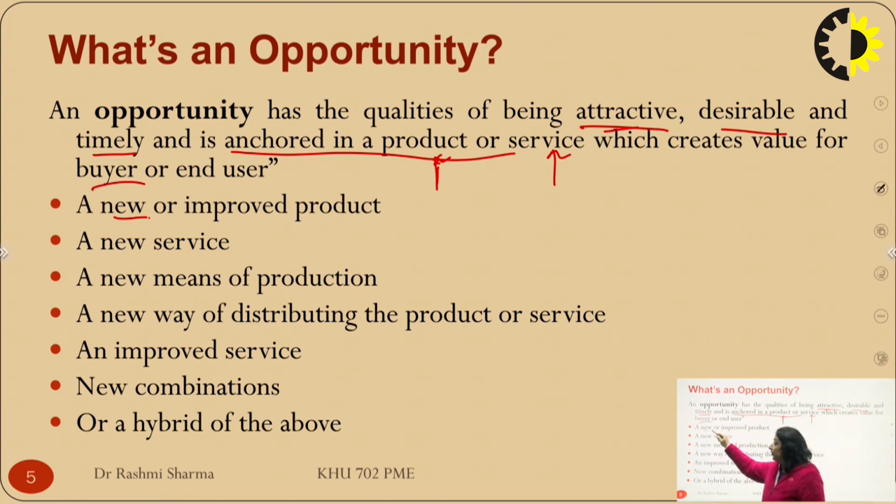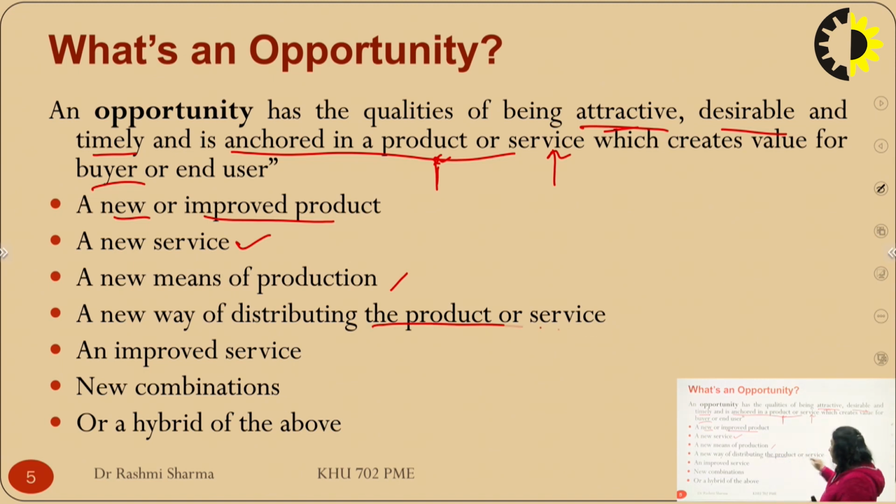So it can be a new or an improved product. It can be a new service, like the patches we are giving, or a new means of production. A new means of production is when we are doing something manually and now we are converting that into an automated form, and now the work is being done very quickly. Like each and every product nowadays has a barcode. So that was a new technology, a new way of accessing, or new technology which has changed the way of production also. A new way of distributing the product and the services.